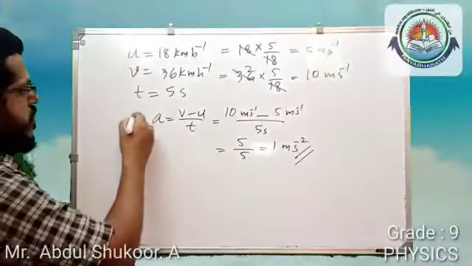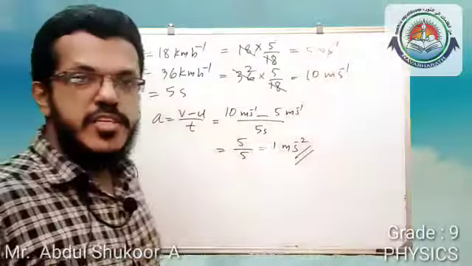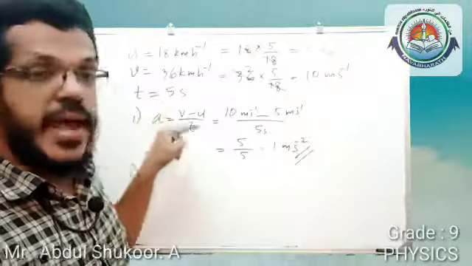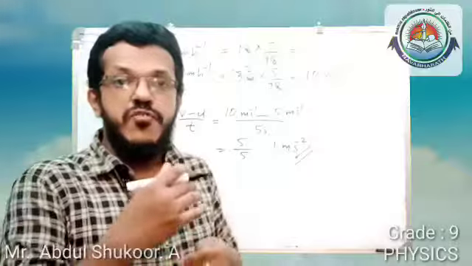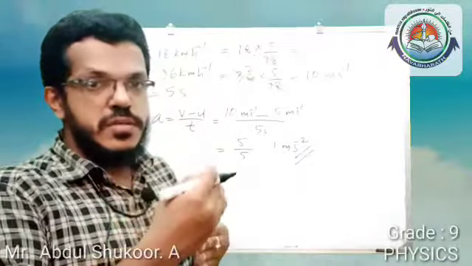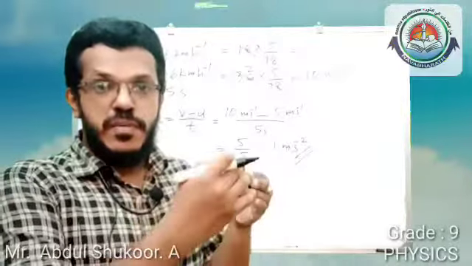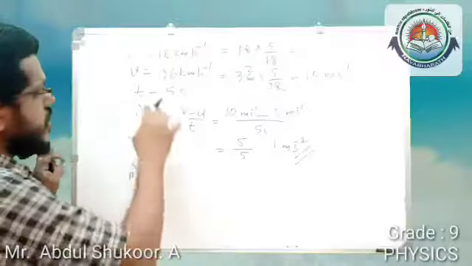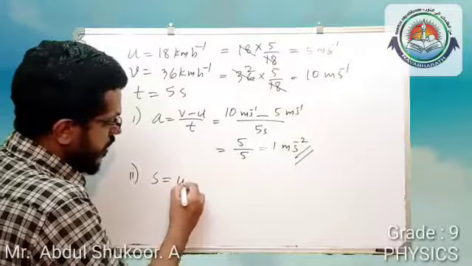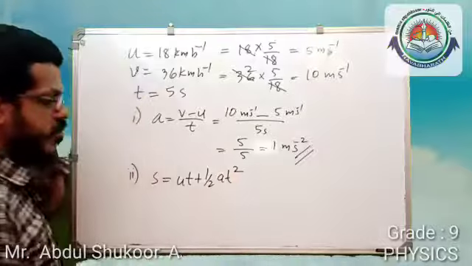This is the first question. Second question: find the distance traveled by this car in this time. Here time is given, and we want to find distance. Which equation can be used here? The position-time relation, the second equation of motion: s is equal to ut plus half at square.